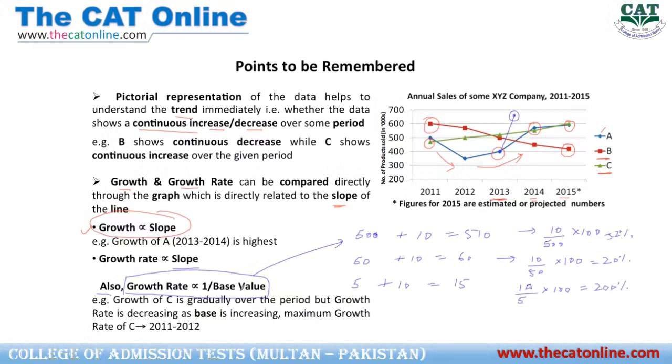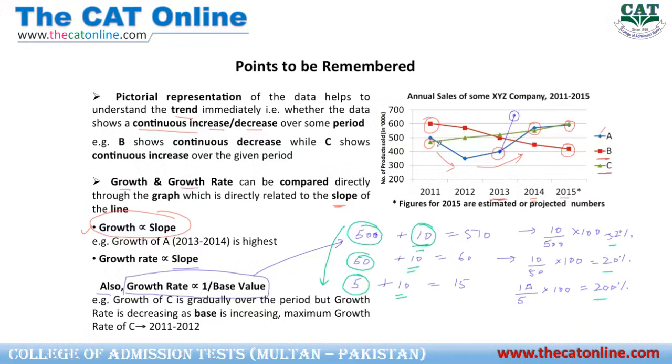So what I'm trying to explain here is the base value. Now what is the base value here? 500 was the base value, the value on which this growth of 10 is registered. Here the base value was 50 and here the base value was 5. So as the base value decreases for the same growth, that is the same absolute change in the value, the growth rate increases. So it increased from 2% to 20% to 200%.